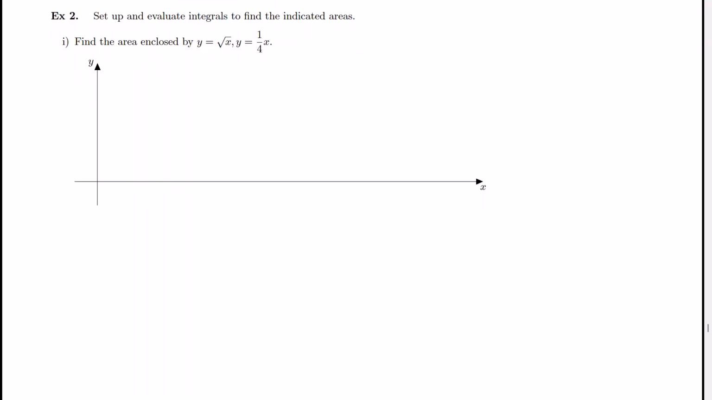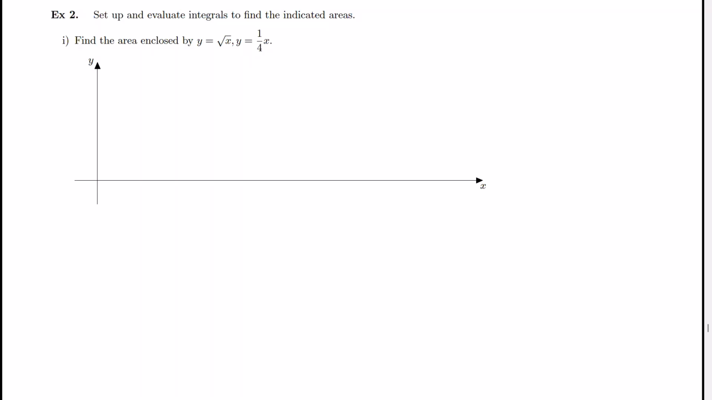Okay, so now that we know how to do all this, how to find the intersection points and how to set up the integrals, let's take a look at example number 2, where we're told to set up and then evaluate the integrals. So we have to do the full problem. And we want in part 1 to find the area enclosed by the curve y equal to x square root of x, and then the line y equal to 1/4 of x.